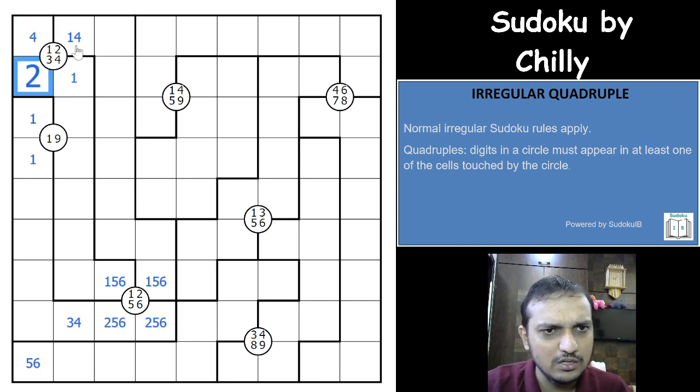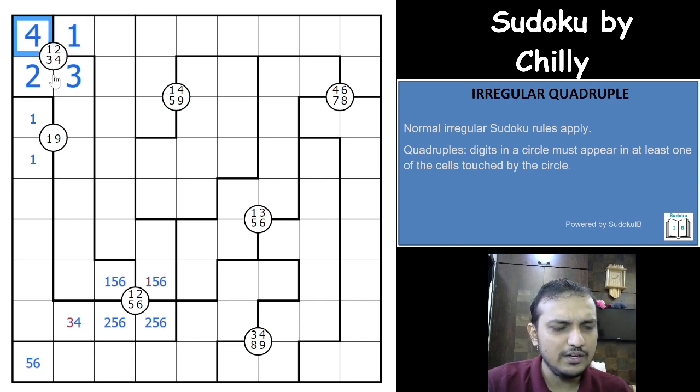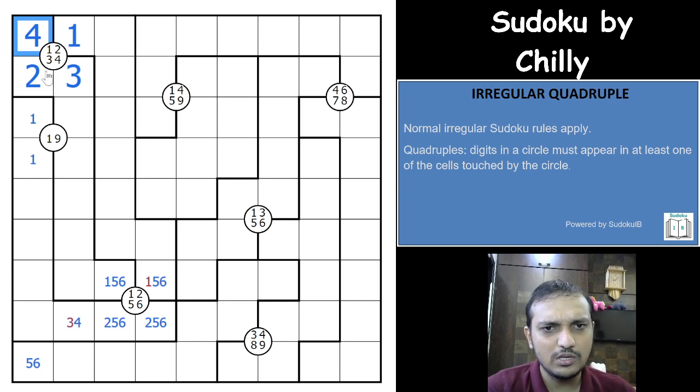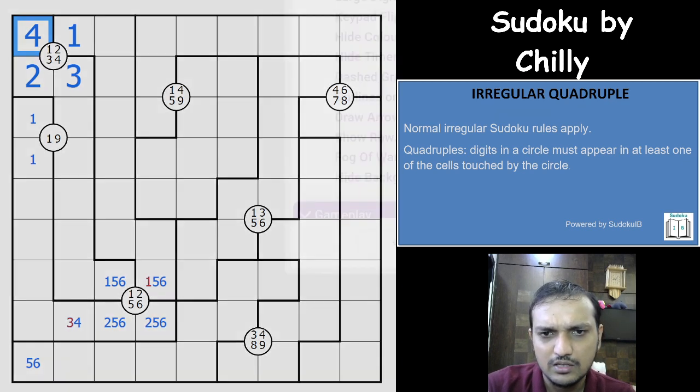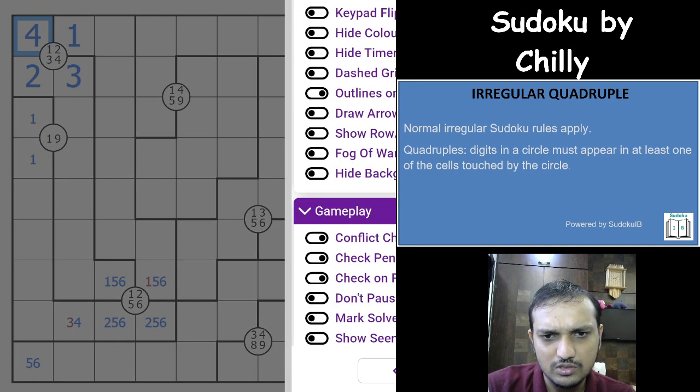2 would have to be here and 3 would have to be here. That gives you a 1 and a 4, right? Okay, I hope I am doing it right. Okay, yeah, what I will do is I'll just remove the conflict marking here off, because I don't want that for now.